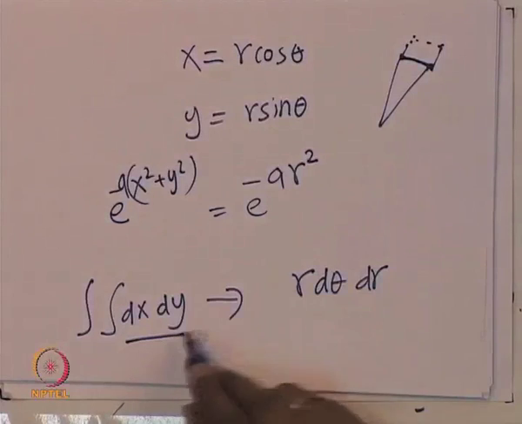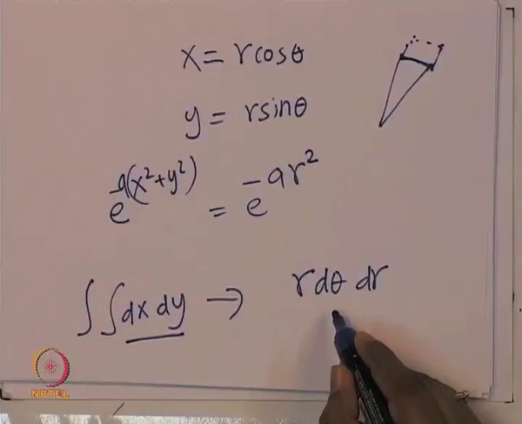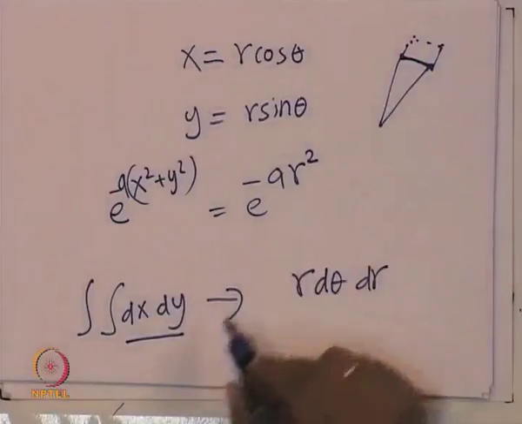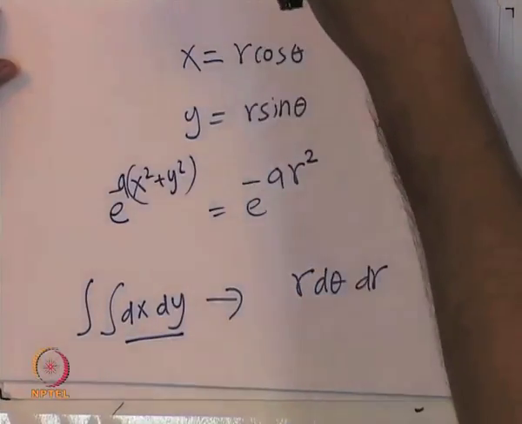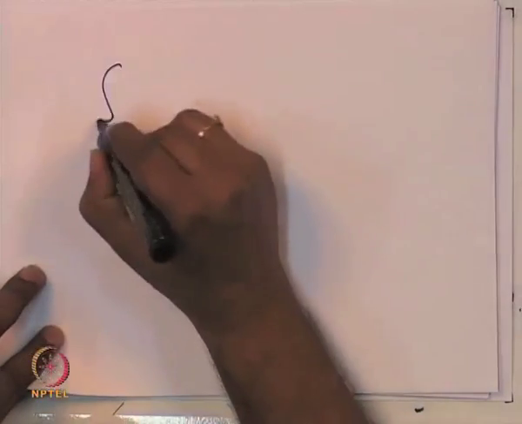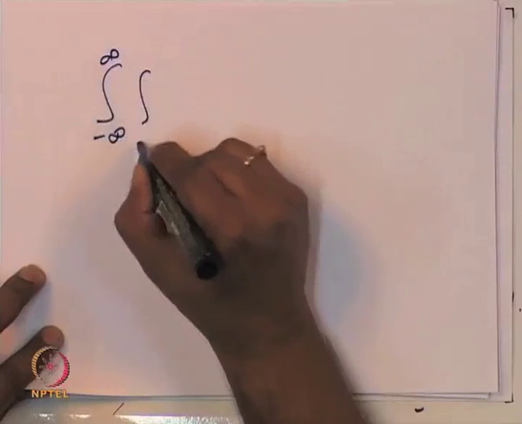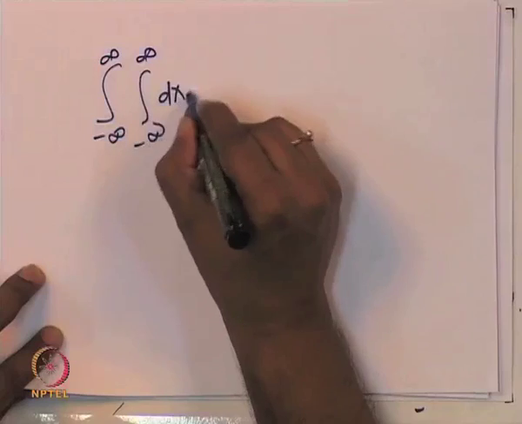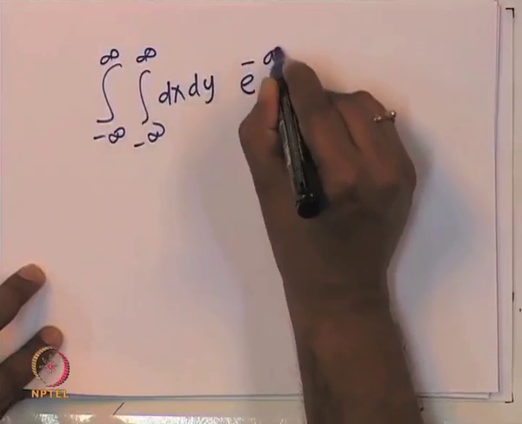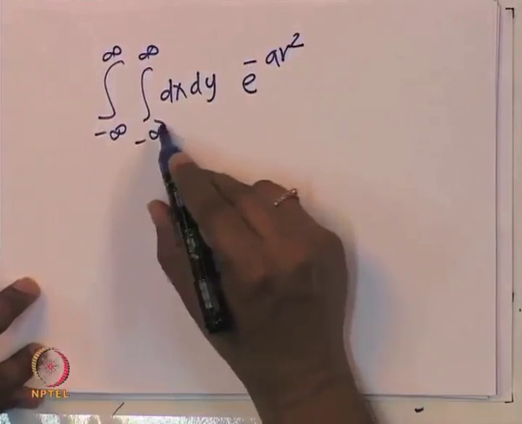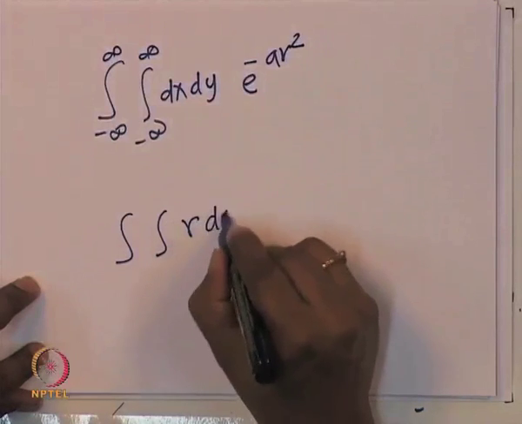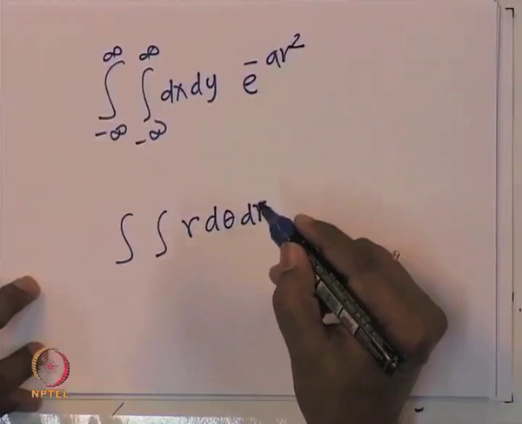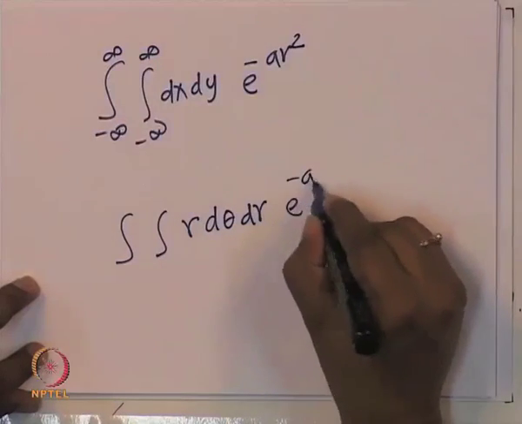So, dx dy will go to r d theta dr, and x square plus y square will go to r square. So, this integral we can rewrite. The integral we have now is the integral from minus infinity to infinity of dx dy e power minus a r square, where dx dy we convert into r d theta dr, times e power minus a r square.